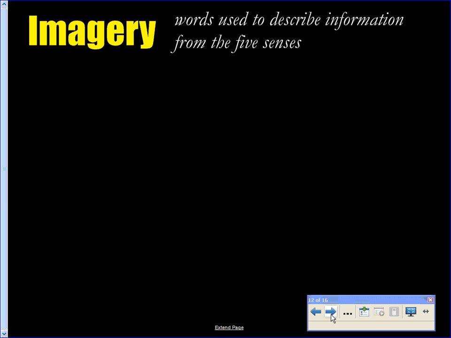From the five senses. Anything from the five senses. I often think that the term imagery is not a very helpful term for students because it makes you think only about visual data. Imagery is anything having to do with the five senses.